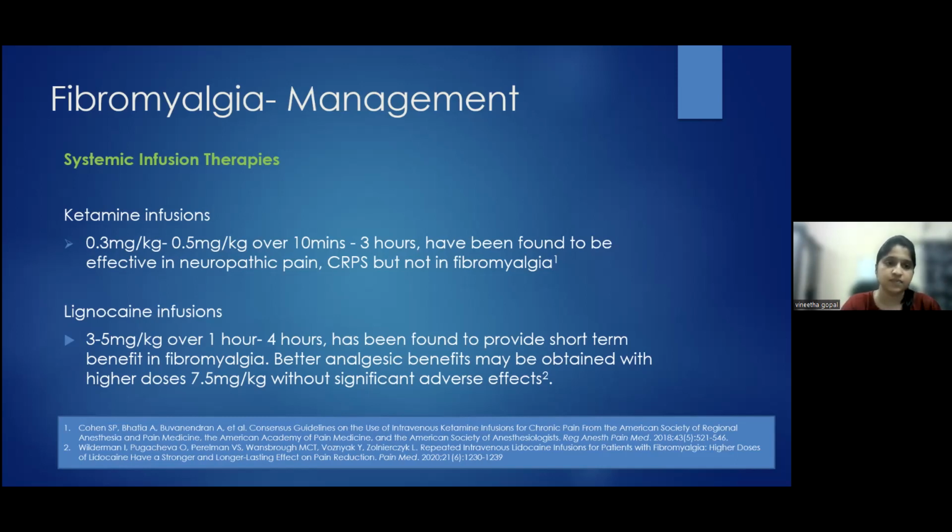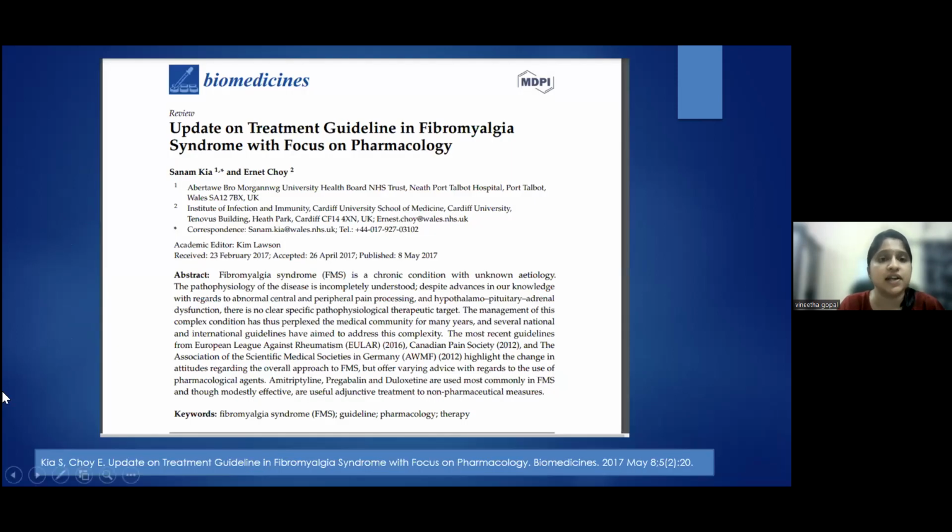Okay, so this is another important article. You can go back to it. Some people have raised their hands. Do we need to use any pre-medication for ketamine infusion? Yes. For 3 hours or 10 minutes? Benzodiazepine and antiemetic for ketamine.